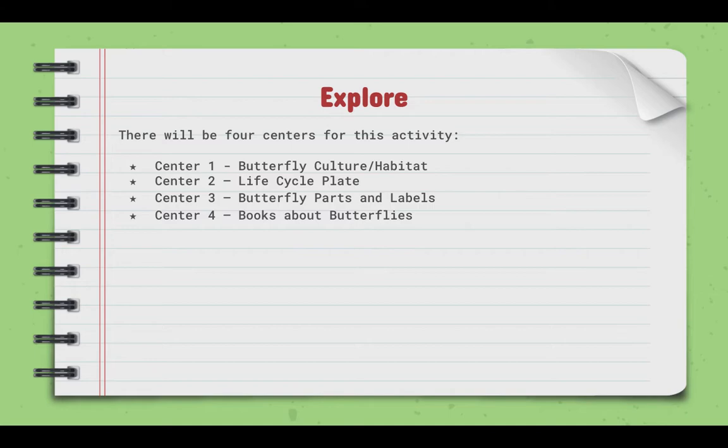For the explore portion of this lesson, there will be 4 centers for this activity. Center 1, butterfly culture / habitat. Center 2, life cycle plate. Center 3, butterfly parts and labels. And Center 4, which is books about butterflies.